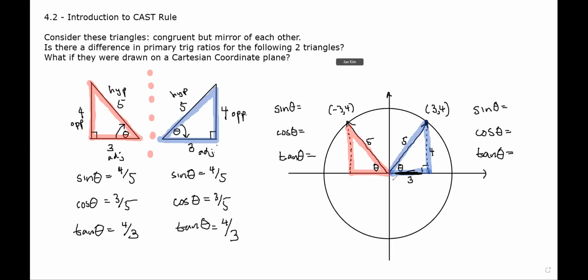If I draw those two triangles, what is the length of the base for the blue one? It's a 3. The height of the blue one, it's a 4. So this is my opposite. This is my adjacent, right? So sine would be 4 over 5, cosine 3 over 5, and tangent 4 over 3.